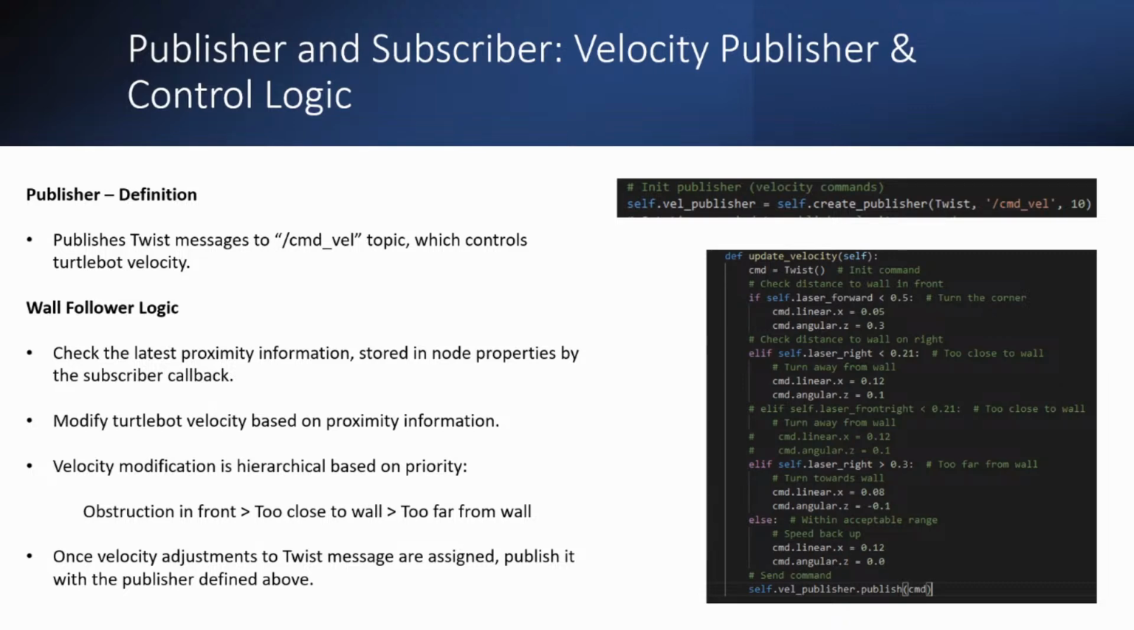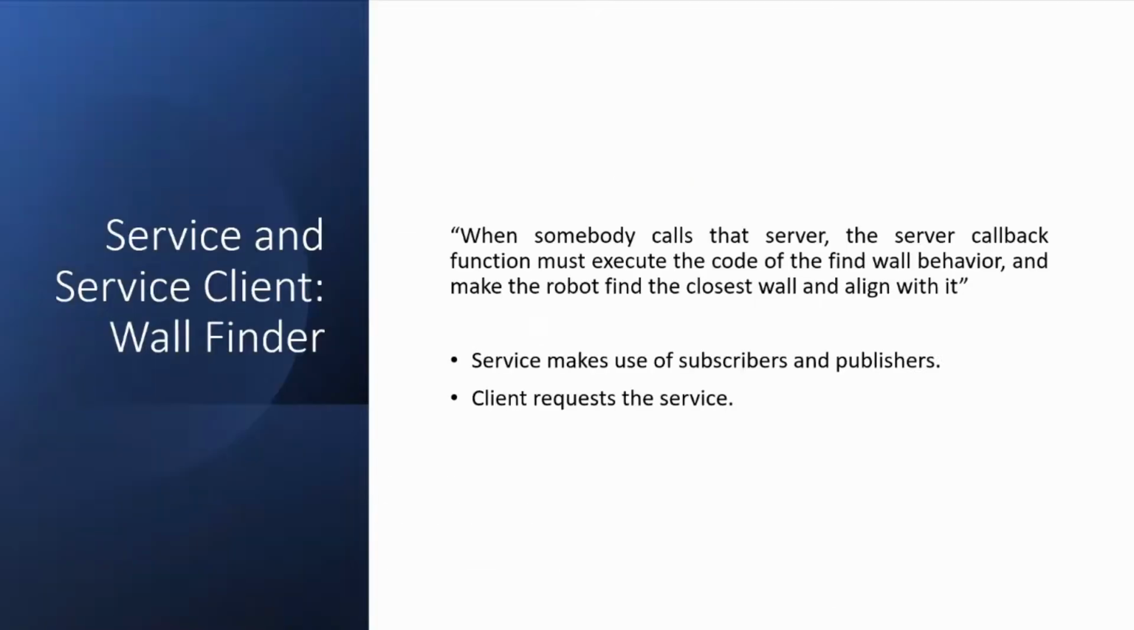Failing all of those, or rather passing all of those, it will speed back up and cancel any rotational velocity to continue following the wall. Okay. And that's the wall following behavior, which is fairly simple and was just a combination of publishers and subscribers. The next task, which is what the Turtlebot actually performed first in the demonstration, is the wall finder service.